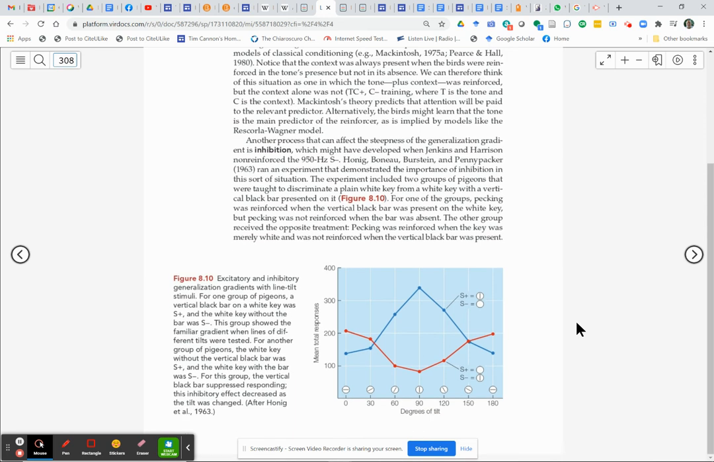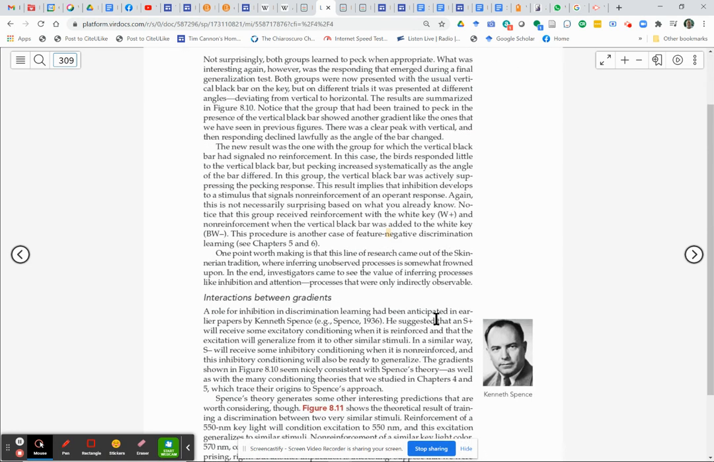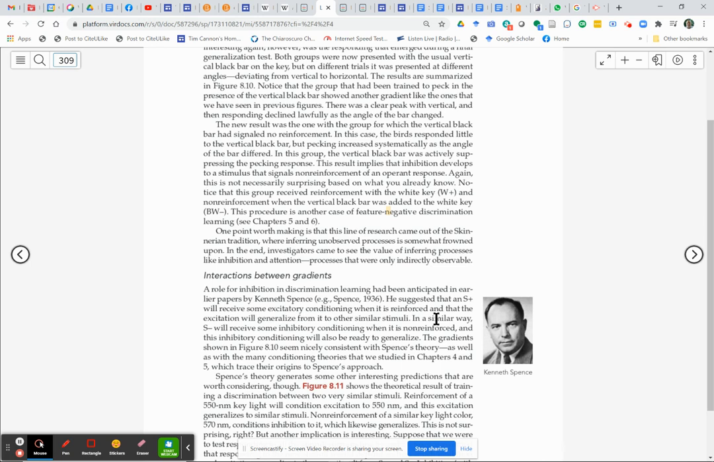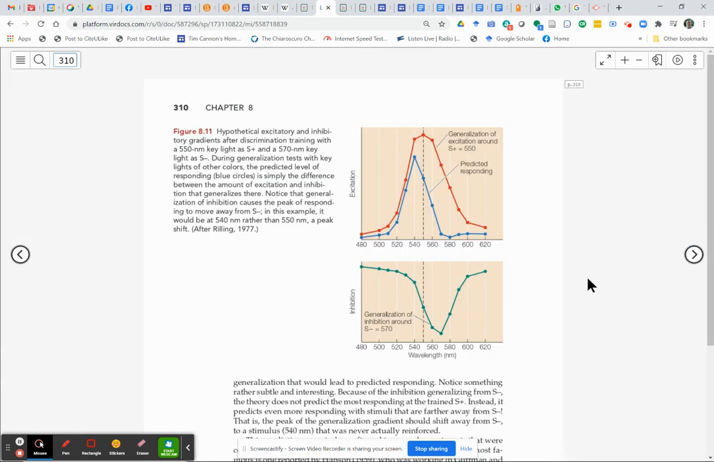These are degrees of tilt. This is pigeons again, very good high resolution vision. And this is a nice discussion. And there's Spence, and I get a little nervous because when I see Spence, I'm afraid it's going to be someone else. And Spence had a theory, and the data are fairly supportive. And there's the S plus gradient and the S minus gradient. The predicted responding is pushed away from the S plus because the S minus is 570.